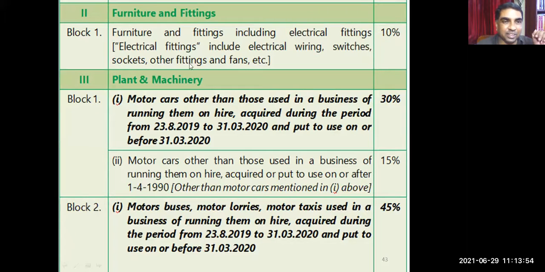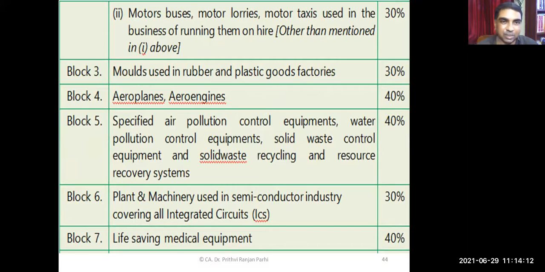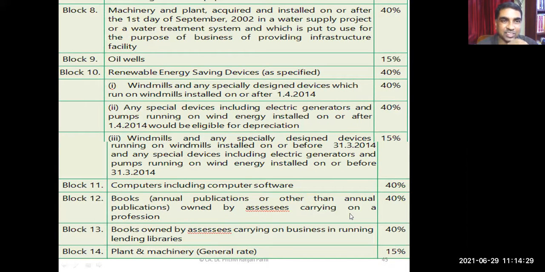Similarly, furniture and fittings: there is only one block, and 10% depreciation is charged. In plant and machinery, you see motor cars at 30%, 10%, 45%, depending upon the block. Different rates of depreciation are charged. Motor buses, 30%. Molds used in rubber and plastic factories, 30%. Aeroplanes and aero engines, 40%. Air pollution control equipment, 40%. Plant and machinery of the semiconductor industry, 30%. Life-saving medical equipment, 40%. Certain specific machinery, again 40%. Oil wells, 15%. Renewable energy saving devices, in most cases 40%, in one case 15%.